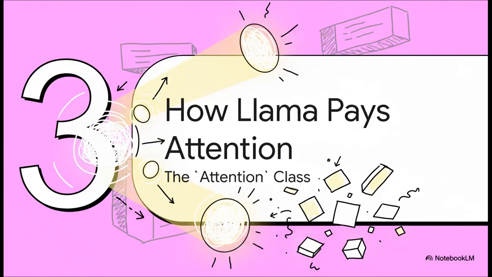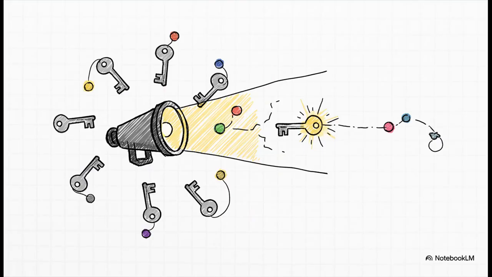So let's dig into that first step inside the block, attention. Now this is, you could argue, the most magical part of a transformer. The best way to think of it is like a dynamic spotlight that the model can shine on the text to decide exactly which words to focus on in any given moment. The attention class is what makes this happen.